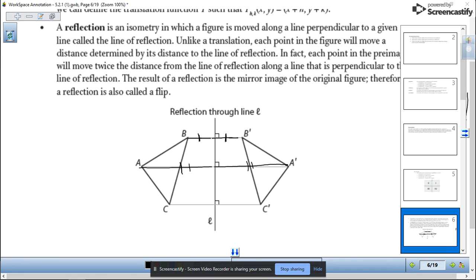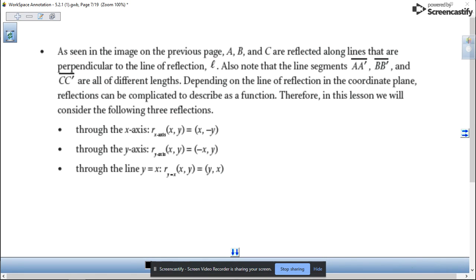Now, there are some rules for reflections that you want to look at here. If it's a reflection over the x-axis, then really all you have to do is take the points and change them by this rule. Basically, they stay in the exact same place except the y becomes negative.